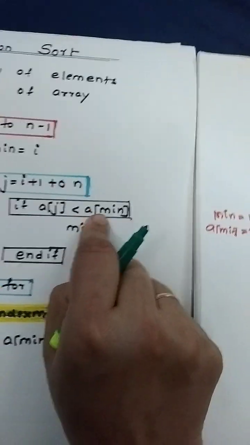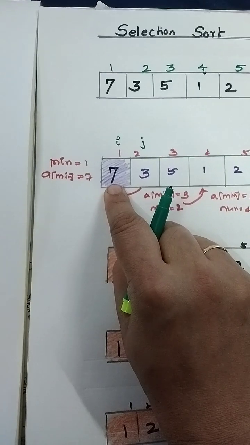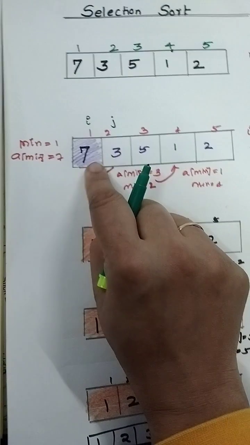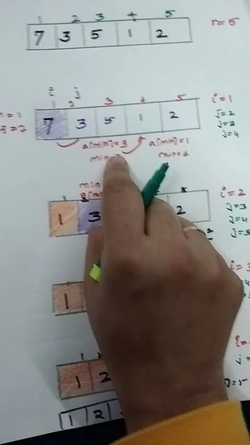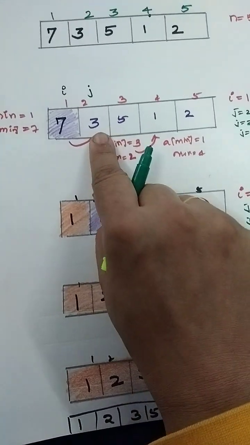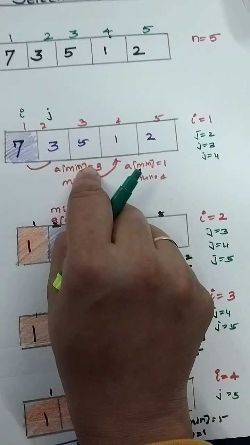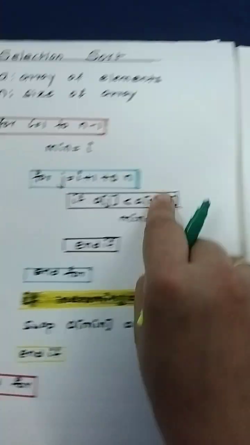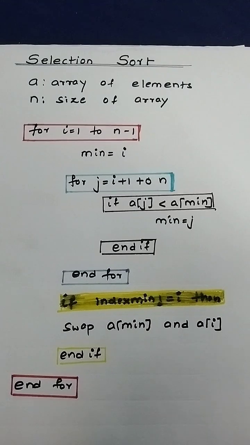What is the comparison you are doing? You are comparing a of j with the a of minimum element. That is what you are doing. In this case, firstly you have taken 7 as the minimum and a of j is 3. Comparing 3 with 7, that is a of j is compared with the minimum element. Once you find the minimum element, you are changing the minimum position. Therefore, here the minimum is equal to 2. We change the minimum position. Now next time what you are doing? Again the minimum element becomes 3 and you are comparing with the rest of the j elements. That is why this particular loop is there. Okay, I think you understood this particular algorithm.